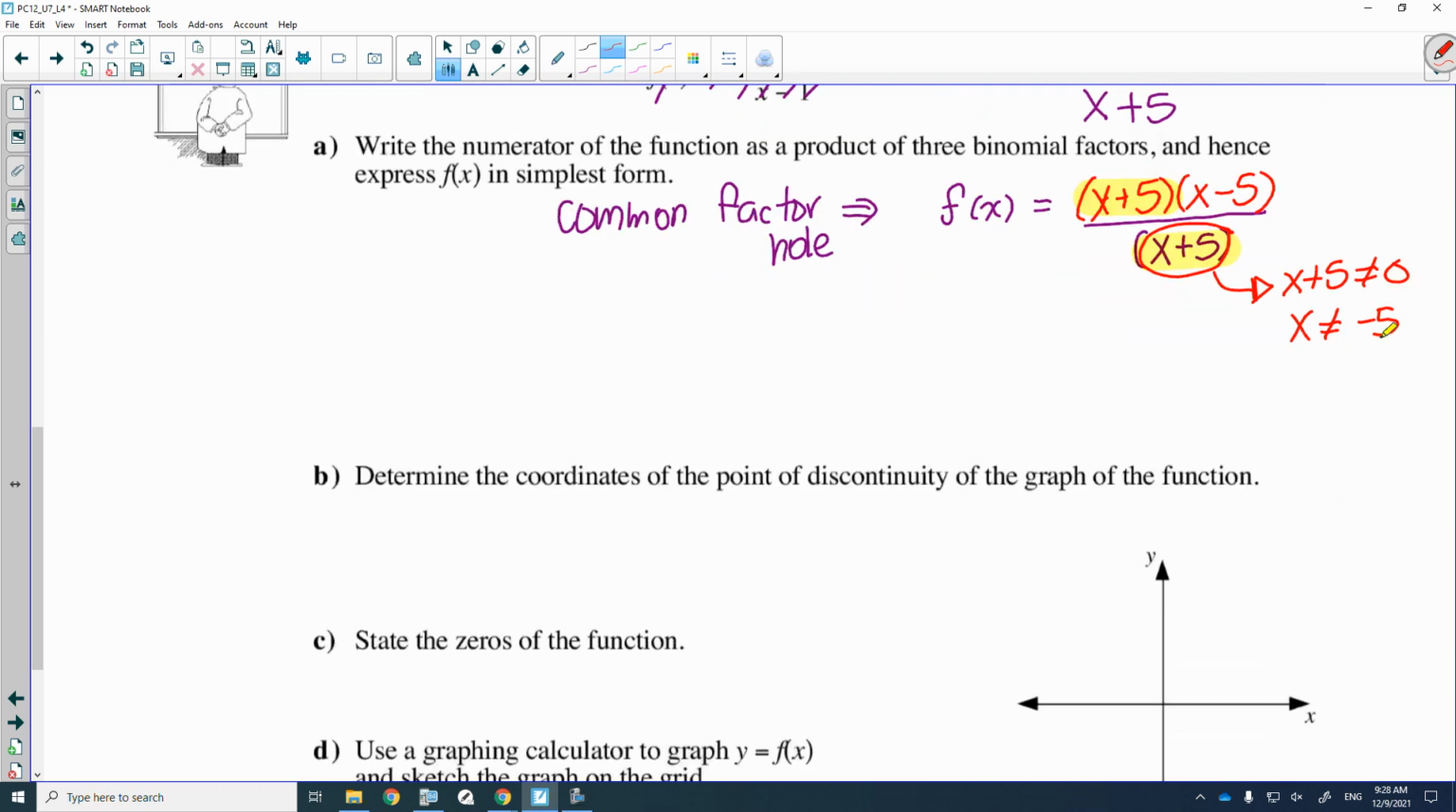Once you get to that point, you would then say there's a VA at x is equal to negative 5, or there's a hole at x is equal to negative 5. So there is going to be a hole at, and what I'm going to do is put negative 5 in here, and then I always leave the y blank because I have to calculate what the y value of the hole is. How you calculate the y value of this hole is once you've done that, you then simplify your equation.